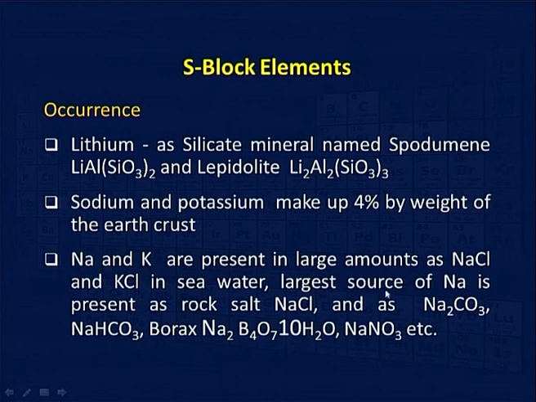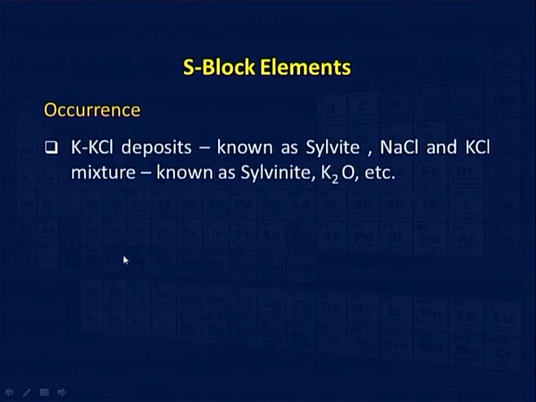Sodium and potassium are present in large amount as NaCl and KCl in seawater. Larger source of sodium is present in rock salt as NaCl, and as Na2CO3, sodium bicarbonate NaHCO3, borax Na2B4O7·10H2O, and sodium nitrate, etc. Now, KCl deposits known as sylvite are easily available. NaCl and KCl mixture is known as sylvinite, and also potassium is present as K2O in nature.